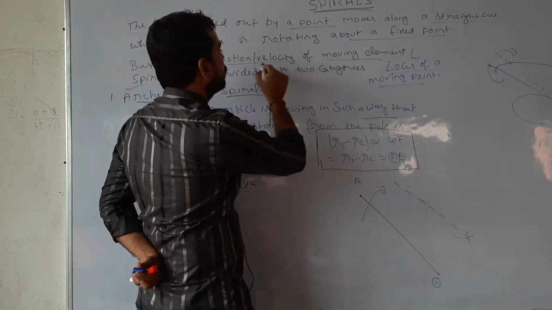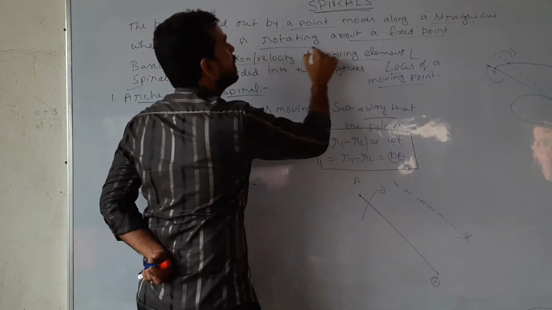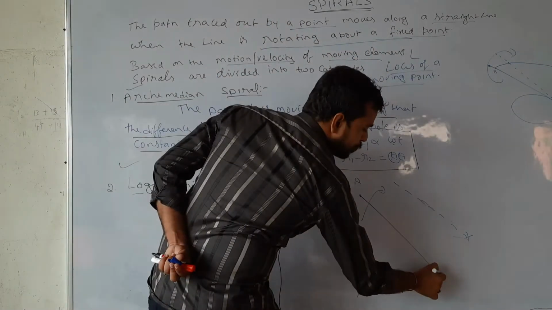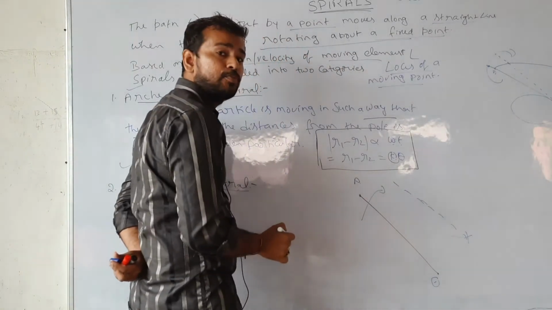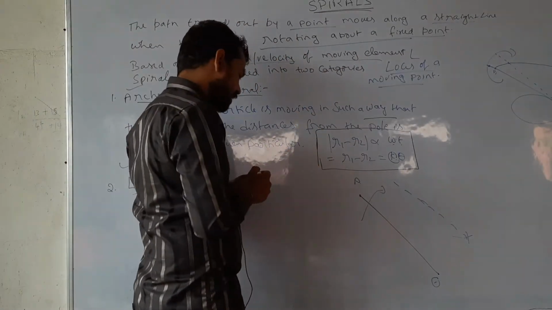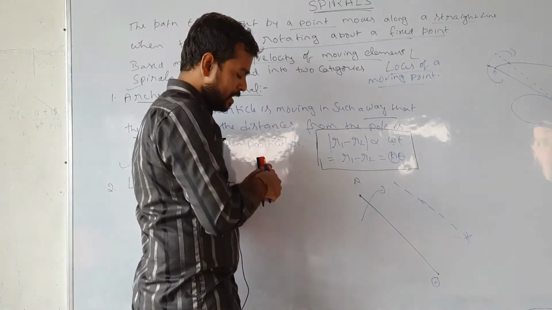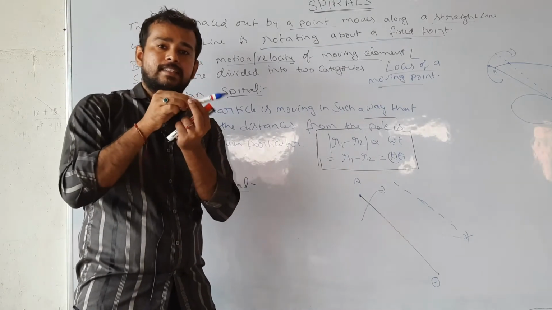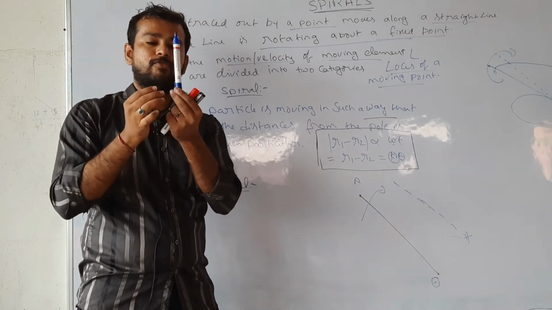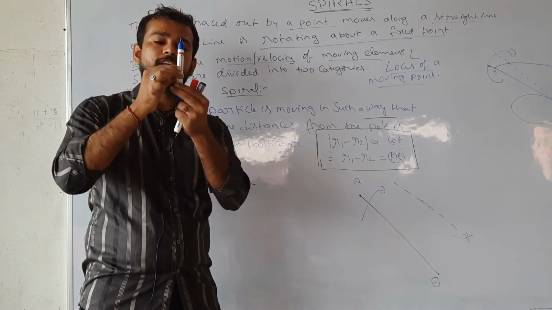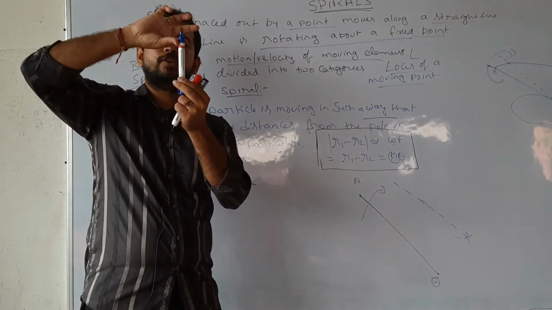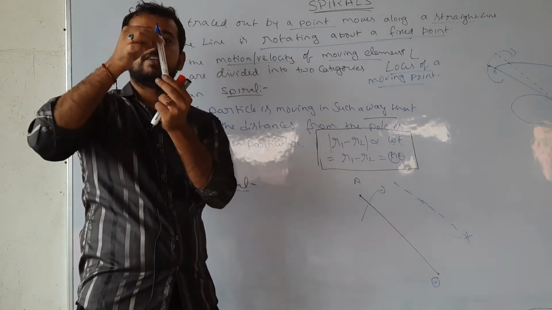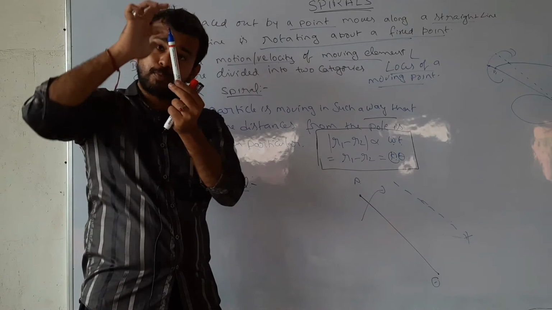According to the definition, it should rotate about a fixed point. That means one of the points at the end of this straight line should be fixed. If one end is fixed, the line will rotate like this. One of the points is a fixed point, so the line rotates like this. This is how the line rotates. But here I located a point, and that point is also moving.